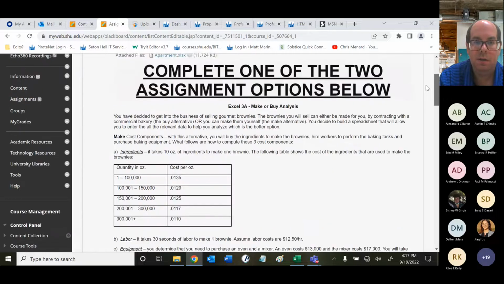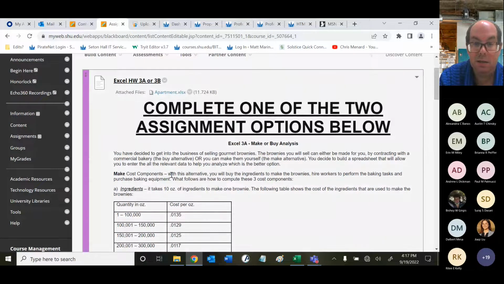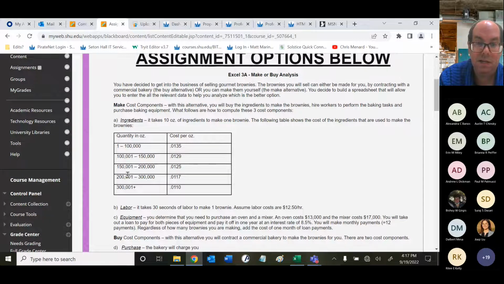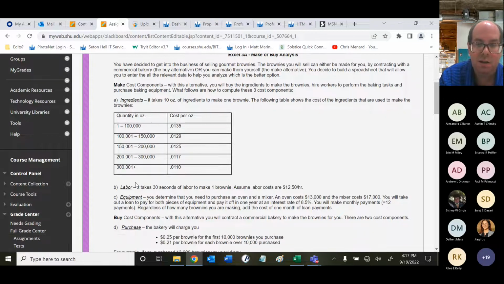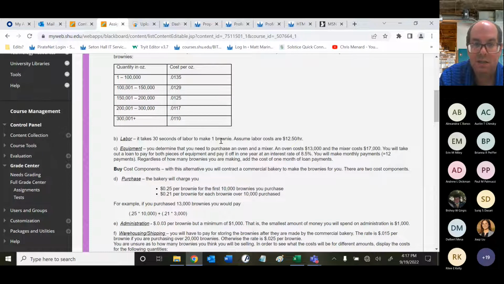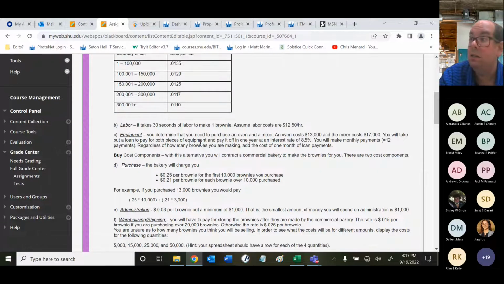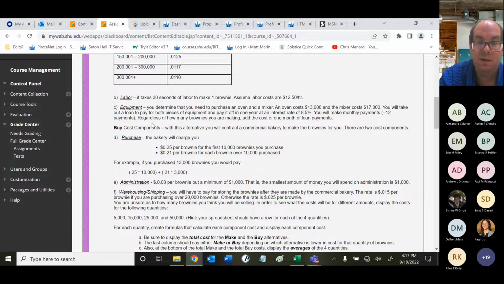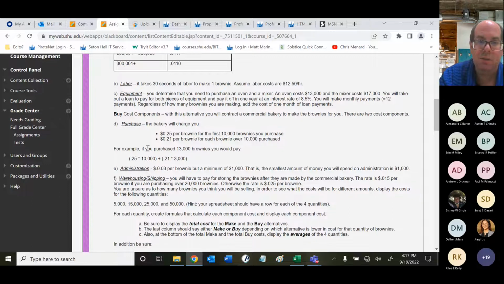No. So you would go in and it would basically give you all this info. So like the ingredients table, you change the numbers to what it says for the homework here. You change the 30 seconds to make one brownie. So where I had 60, you'd put 120. Where I had $15 an hour, you'd put $12.50, et cetera, with all of the assumptions here. Okay. And you'll see they pretty much all line up.